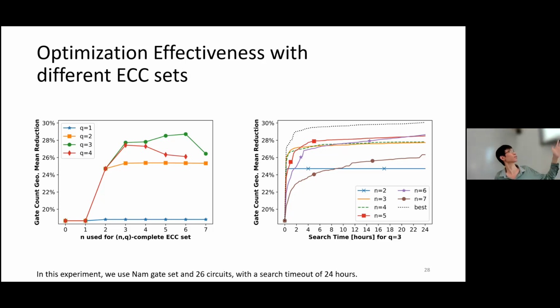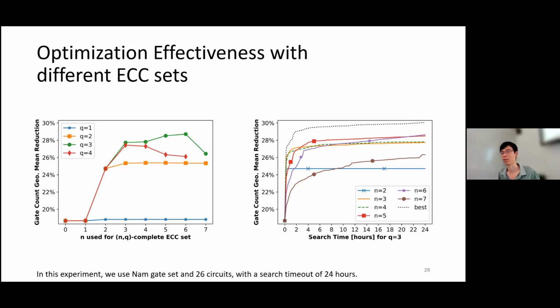So you can see on the figure on the right, the x-axis is the search time from 0 to 24 hours, and the y-axis is the geometric mean reduction, or the optimization performance. When n is small, that means the EC set is very small, the performance improves very quickly at the beginning, and it goes flat with time.